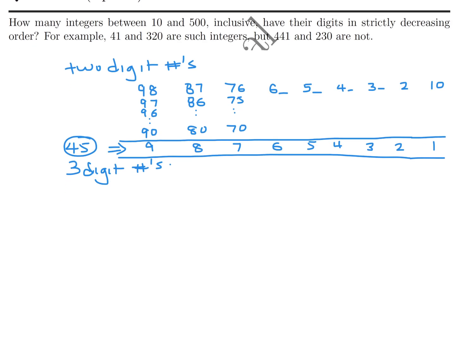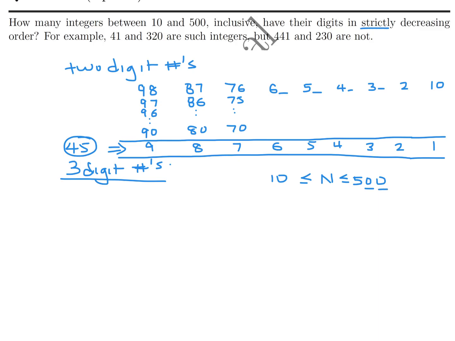But now we have to do the three-digit numbers. Okay, so let's see here. The number is between 10 and 500, right? So we don't have to deal with all the three-digit numbers. We only have to deal with that range. So 500 is the largest one, but 500 is not in decreasing order, right? Because I don't think ties count. I think it has to be strictly decreasing.